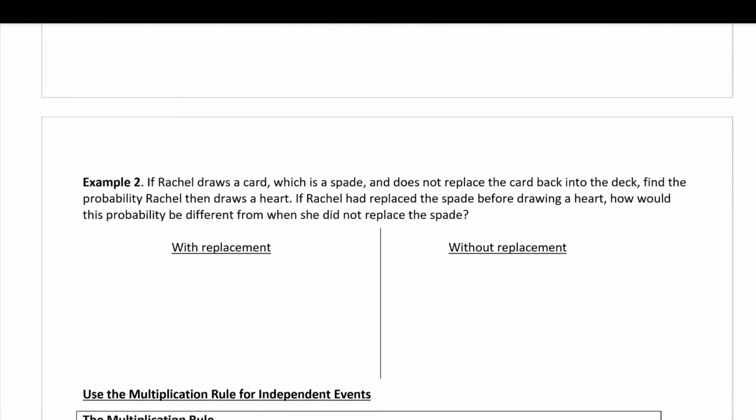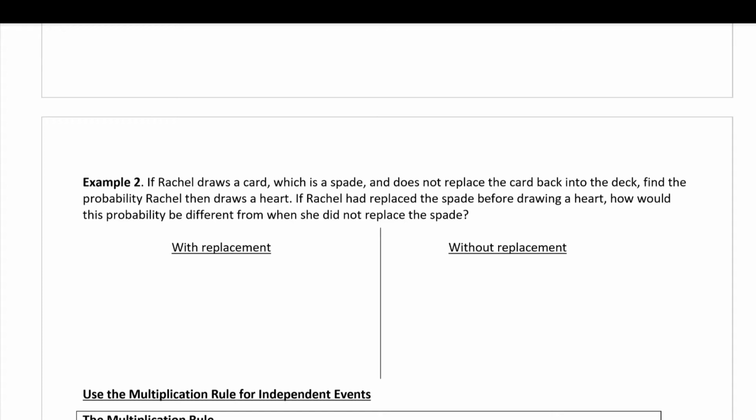All right, let's do an example here. It says, if Rachel draws a card, which is a spade, and does not replace the card back into the deck, find the probability that Rachel draws a heart. Okay, so in the next subsequent draw, on the second draw, she draws a heart. That's what they're asking us. Okay. If Rachel has replaced the spade before drawing that heart, how would the probability be different from when she did not replace the spade?